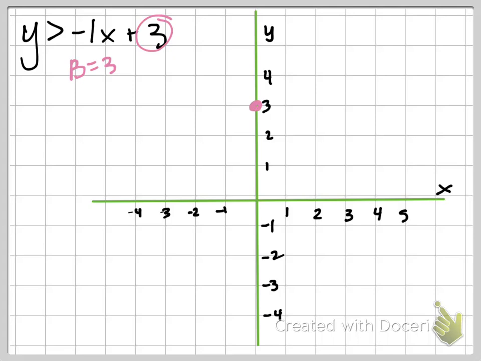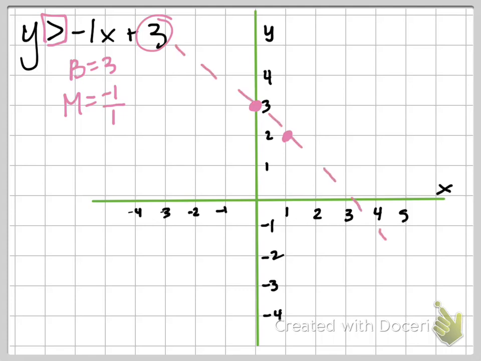Now, I'm not going to draw a line straight through it, because I still got to use my slope, which is m is negative 1 over 1. So, I go down 1 and over 1. And this is where the lines come in. I've got to decide, do I need a dotted line or a solid line? I look at my sign here, and it's greater than, so I know I need a dotted line.